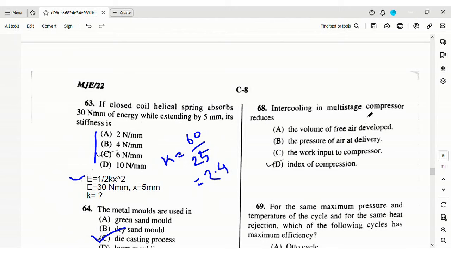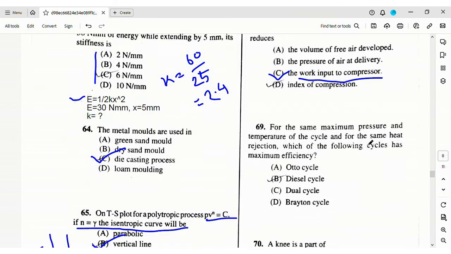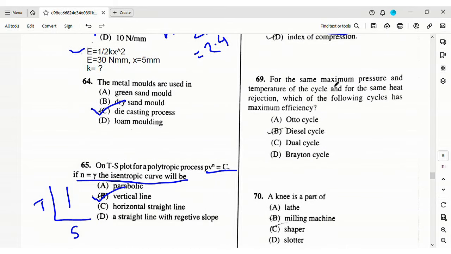Intercooling in a multi-stage compressor reduces the work input of the compressor. So we use a multi-stage compressor. The reason behind using the multi-stage compressor is to reduce the work input of the compressor for the same maximum pressure and temperature of the cycle and for the same heat rejection. Which of the following cycles has maximum efficiency?